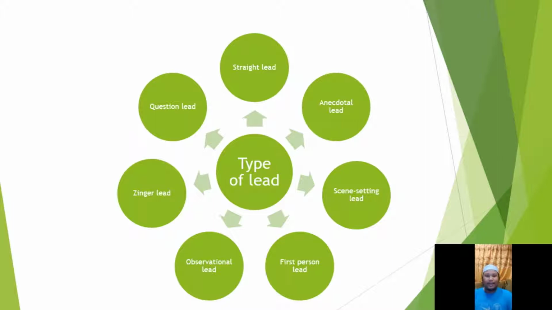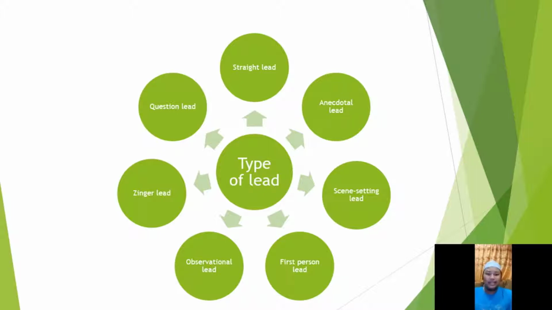Okay. Second is anecdotal lead. The anecdotal lead uses a quick, relevant story to draw in the reader. The anecdote must help enhance the article's broader point, and you must explain the connection to that point in the first few sentences following the lead.